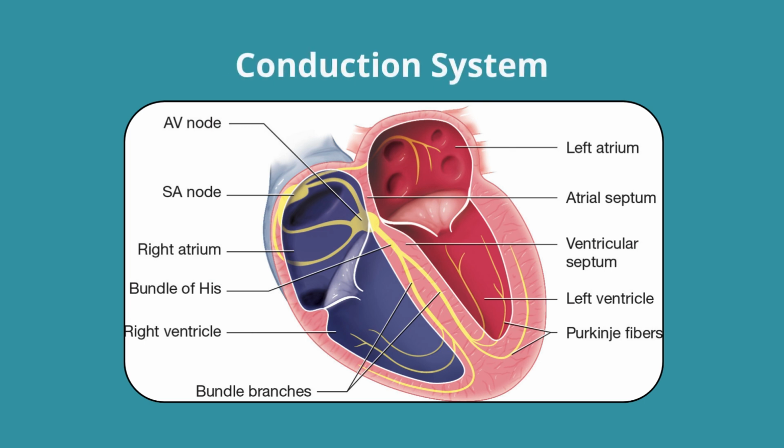Now let's talk about those heartbeats. They're powered by a conduction system, starting with the SA node, which is the heart's natural pacemaker. The impulse travels through the AV node, bundle of His, bundle branches, and Purkinje fibers, causing that coordinated contraction.